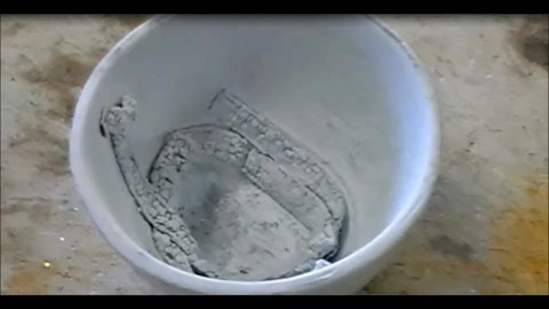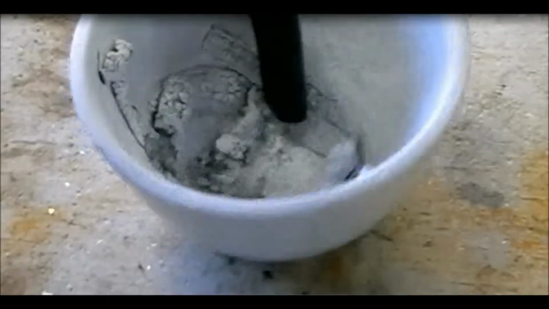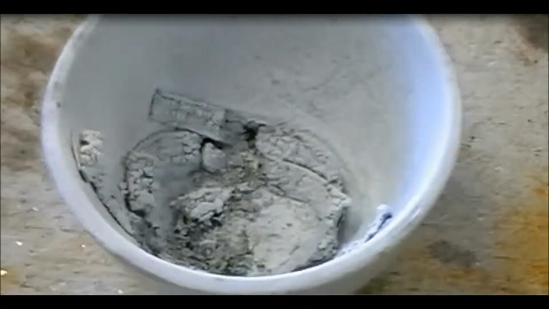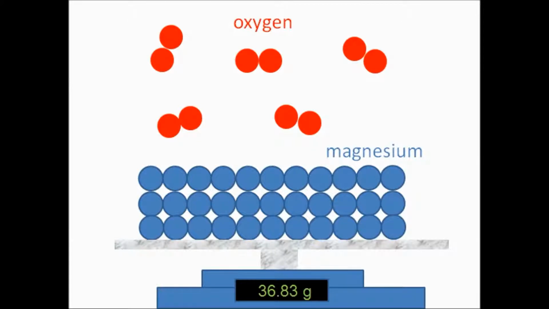So here we have the final product, magnesium oxide, and you can see it's nothing like either of the reactants. It's white, it's brittle and crumbly, so nothing at all like magnesium or oxygen. So why did the mass increase?